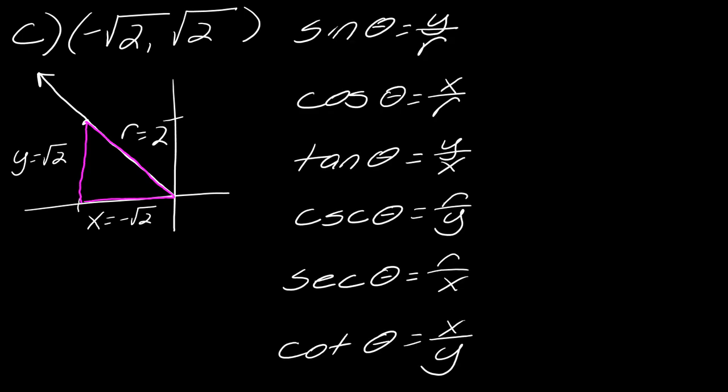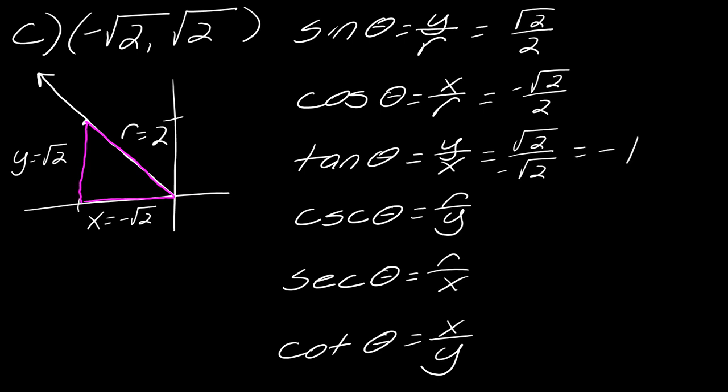And so now I can just fill in all of my functions. And so then just filling everything in. So for this first one, I get the square root of 2 over 2, right? Because that's going to be my y over my r. So that's all I have to do for that one. And then for the next one, that's negative square root of 2 over 2. And then this next one's just a little tricky. Square root of 2 over negative square root of 2. So the square roots of 2 can cancel out. So it's actually just going to simplify to negative 1.